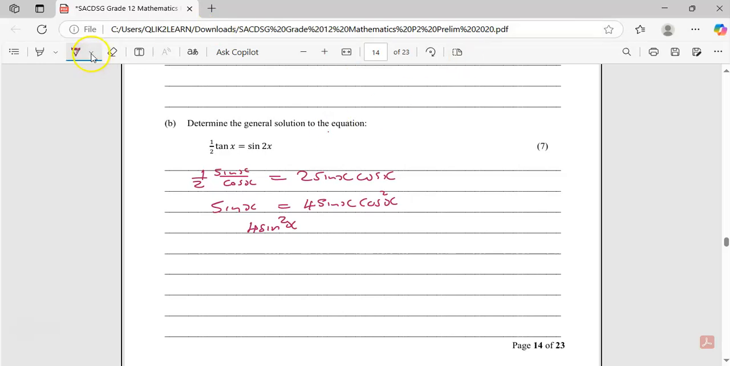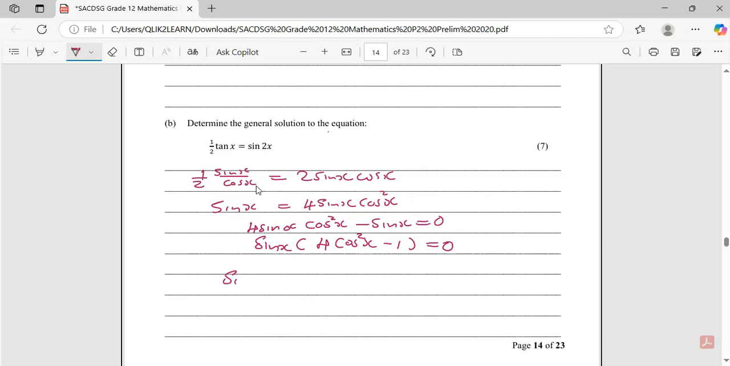Then we have 4 sine x cos squared x minus sine x is equal to 0. Then from there, someone can say, I'll take out the common factor, which is sine x. Then I'll be left with 4 cos squared x minus 1 is equal to 0. Then I think you guys can take it from there.